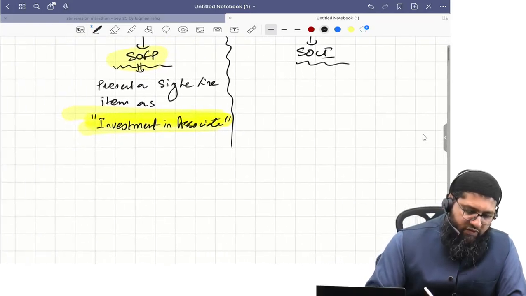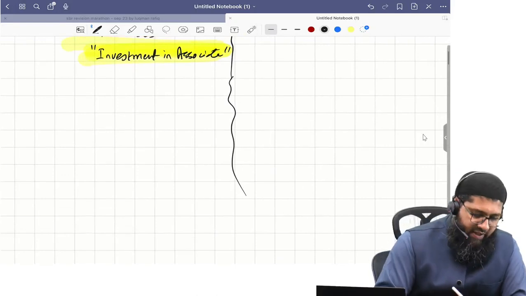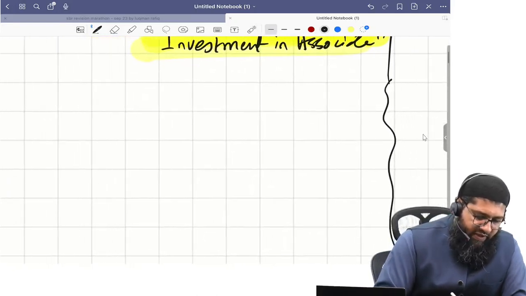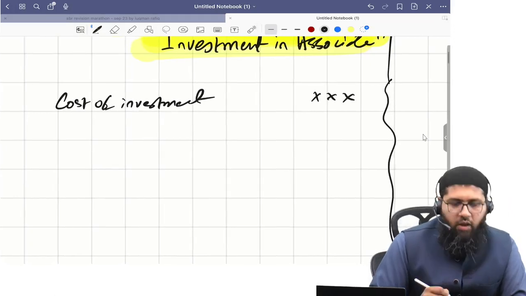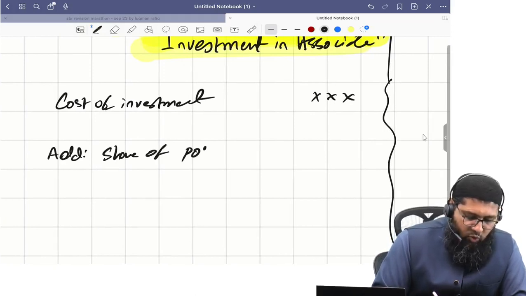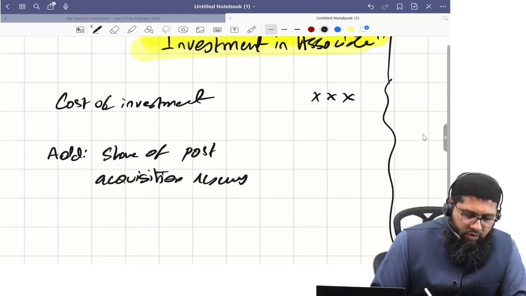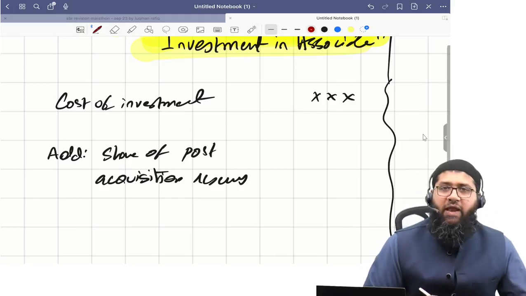Now, how do we show this investment in associate? We say cost of investment. After the cost of investment, we add the share of post acquisition reserves. Whatever the post acquisition reserves of the associate are, you simply add them up.